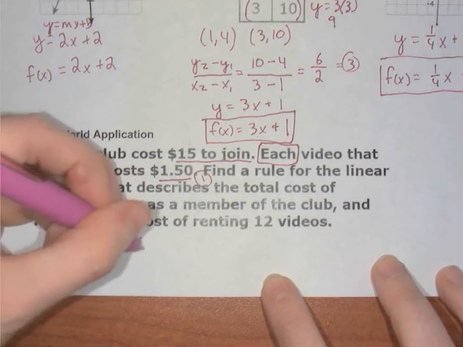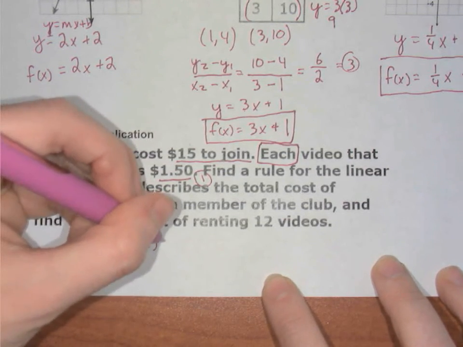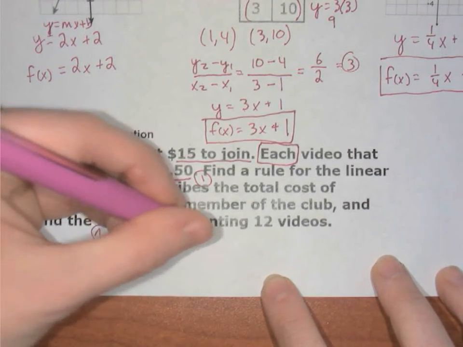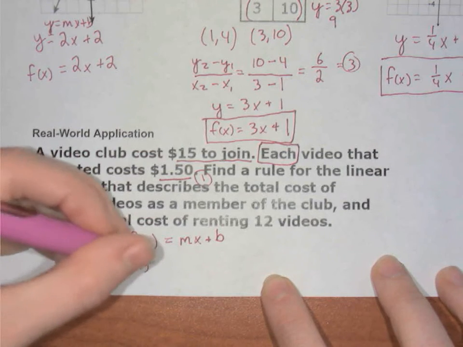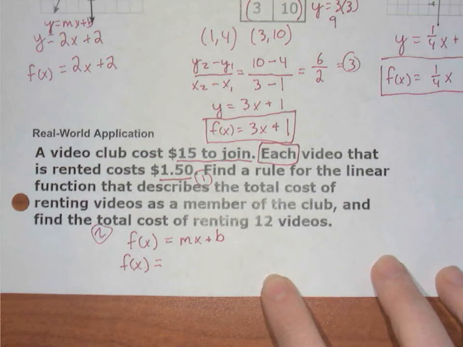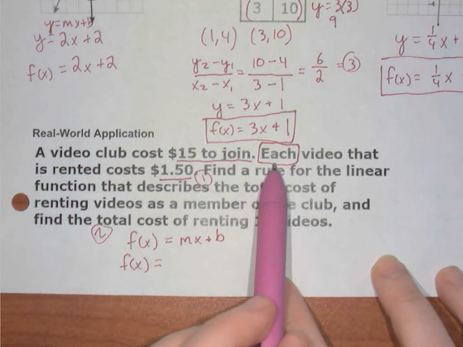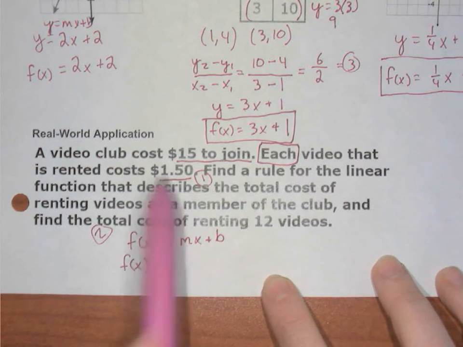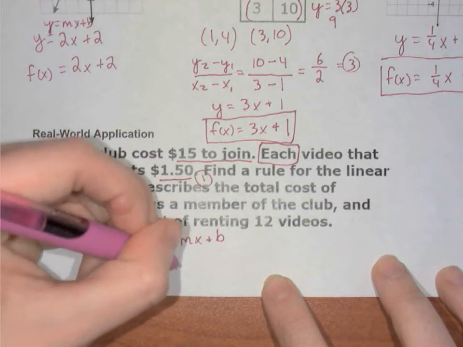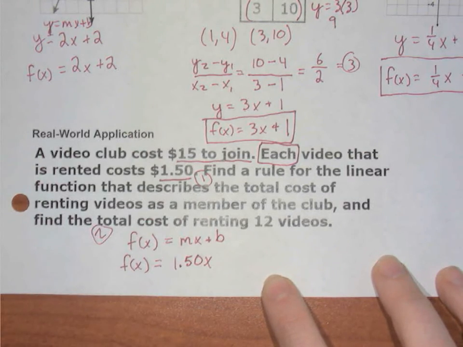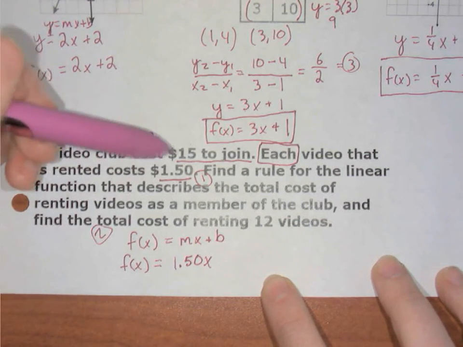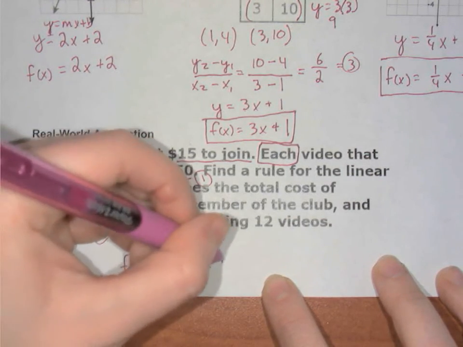In this case, I'm going to use f of x, since it's new for today, equals mx plus b. So I ask myself, which of those numbers is the slope? In this case, the word each is what clues me in that $1.50 is the slope, because each time that I rent a video, I have to continue paying $1.50. Whereas $15 only happens one time.